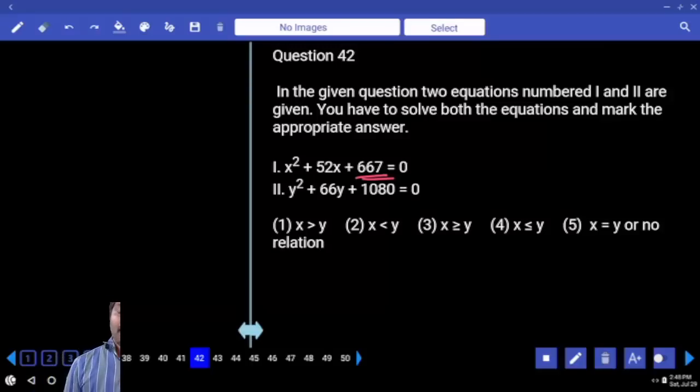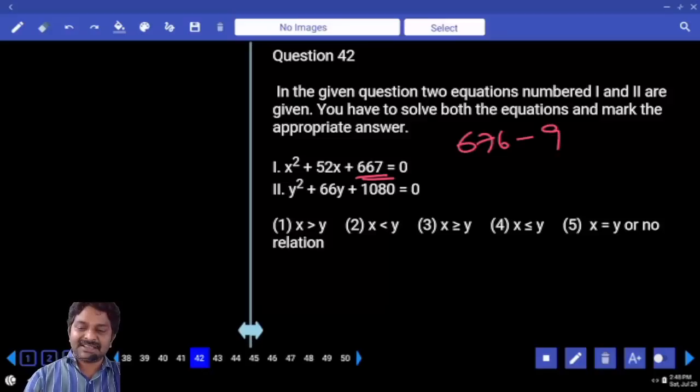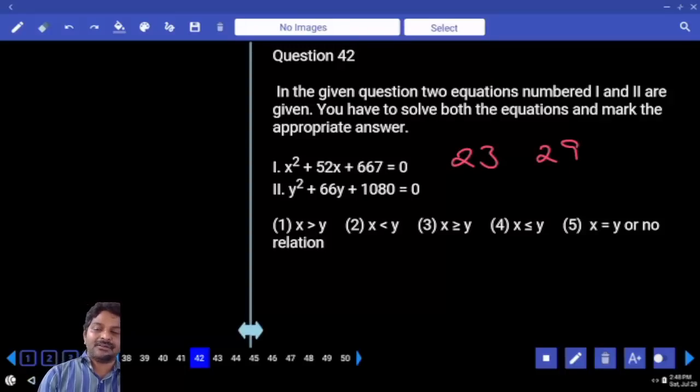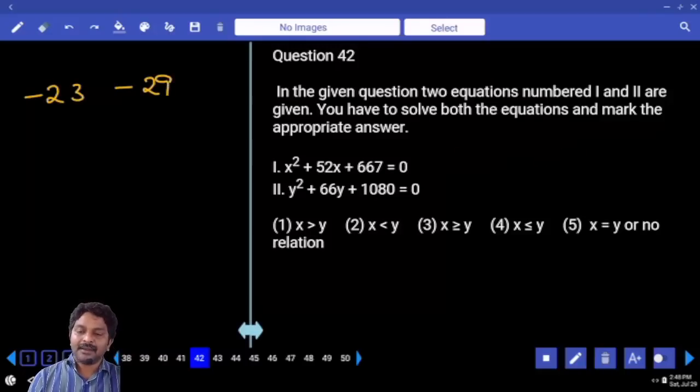667. 676, 9 less than that. Nearest square 676 and our number is 9 less than that. Is that right? This is 26 square minus 3 square. Following 26 minus 3, 26 plus 3. Sum of both the numbers 52. The factors are minus 23, minus 29. Is that okay? Right, now the square concept will not work here.